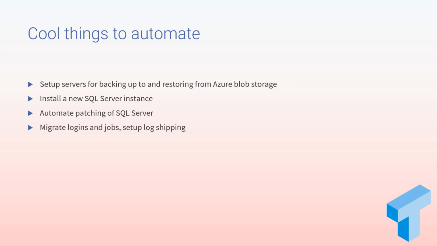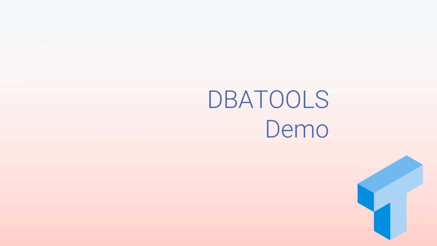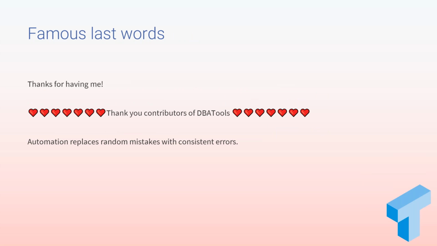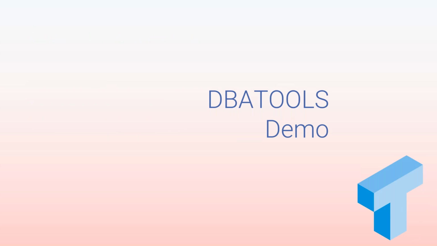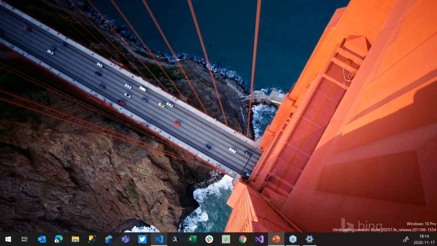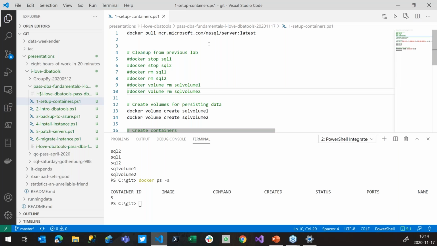So you take transaction log backups and you restore them in the other end, and you just keep track of the log sequence numbers that you have restored, so you don't restore the same thing twice. And then the next demo, and then famous last words. So I'm going to skip PowerPoint and move over to Visual Studio Code.